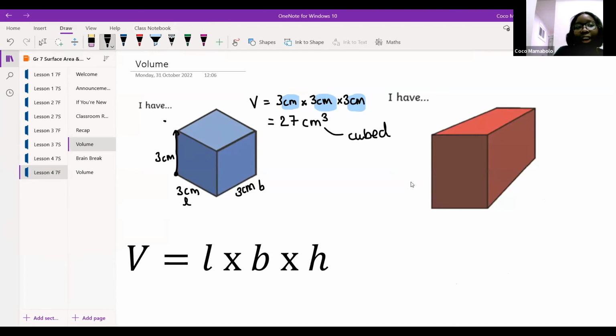Now, if my height is 7 meters and my breadth is 5 meters and my length is 13 meters, what is my volume going to be equal to? Everybody's got 1 minute. Give me my volume in the chat, please. 1 minute and counting.